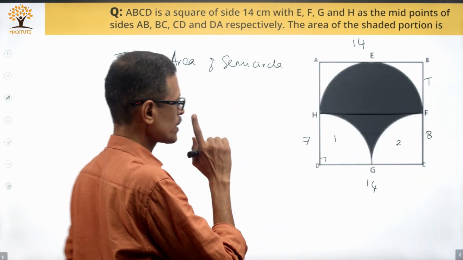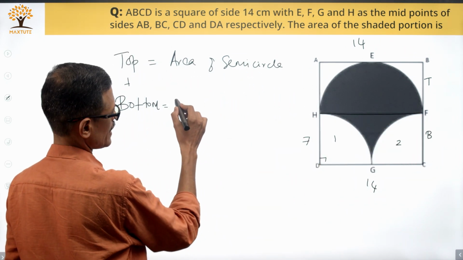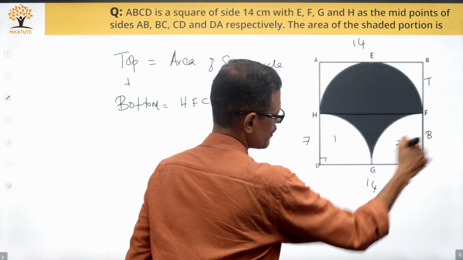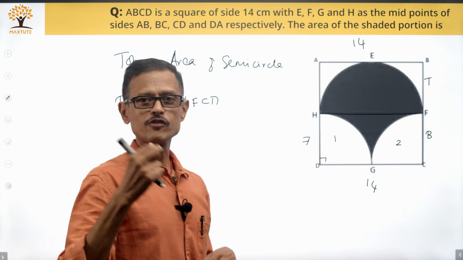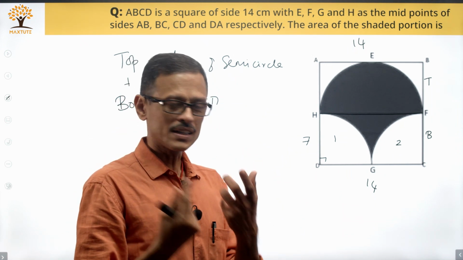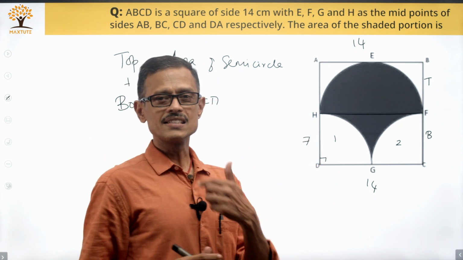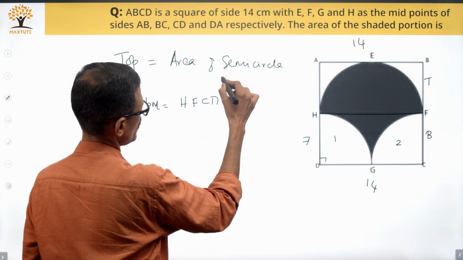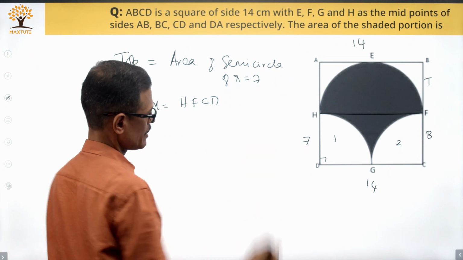rectangle. So, the bottom part is actually the area of the rectangle HFCD, this rectangle. From that, we are removing the area of 2 quarter circles. 2 quarter circles of radius 7 is equal to 1 semicircle of radius 7. So, area of semicircle of radius 7.